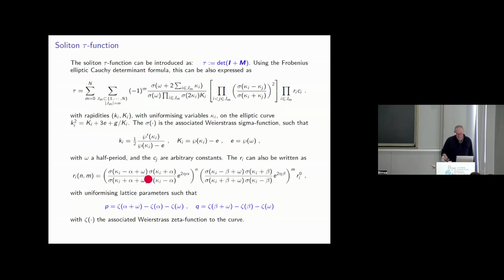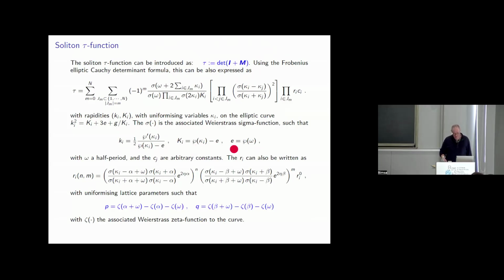The relevant tau function, in this particular soliton case, is just the determinant of one identity matrix plus M, the Cauchy matrix, and that can be expressed in terms of the uniformizing variables of these parameters. So here I've given this parameterization. The little k variables are given by this combination in terms of the Weierstrass P function, and the capital K are the Weierstrass P function minus a branch point.